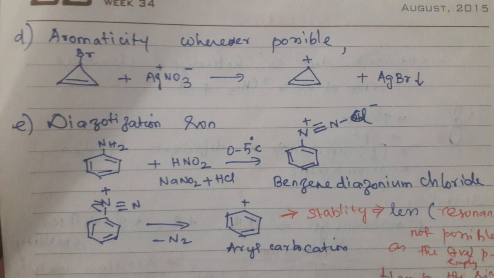This aryl carbocation produced is less stable because the resonance is not that effective, since the carbon atom has an empty sp2 orbital, so effective resonance is not possible. Hence the aryl carbocation is very less stable. These are all the 5 ways you can list for the formation of carbocation.